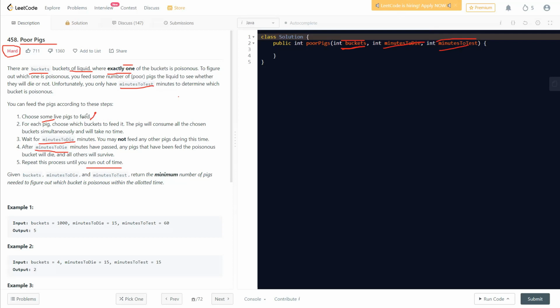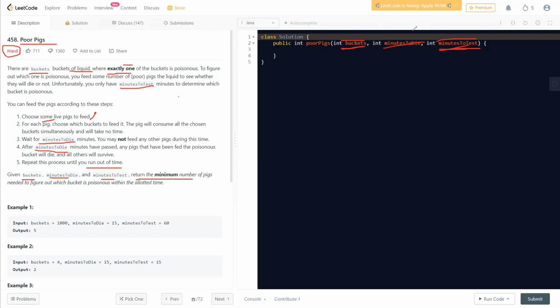We'll understand the maths behind this question. Let's see the last points they are giving to us. It says, given the buckets, minutes to die and minutes to test, return the minimum number of pigs needed to figure out which bucket is poisonous within the allotted time. Remember, there's exactly one bucket which is poisonous, but how many pigs are needed to test all the buckets given to us within our minutes to test? So the question is how many pigs can help us?